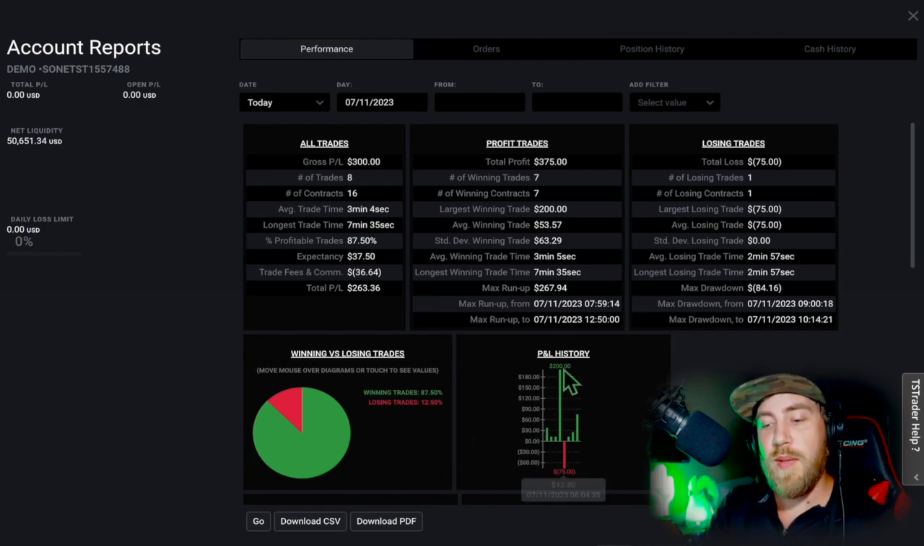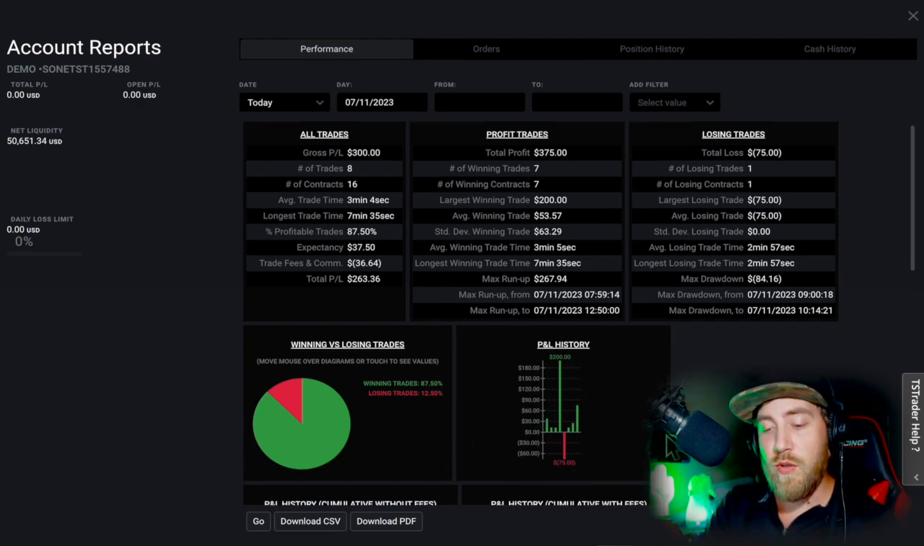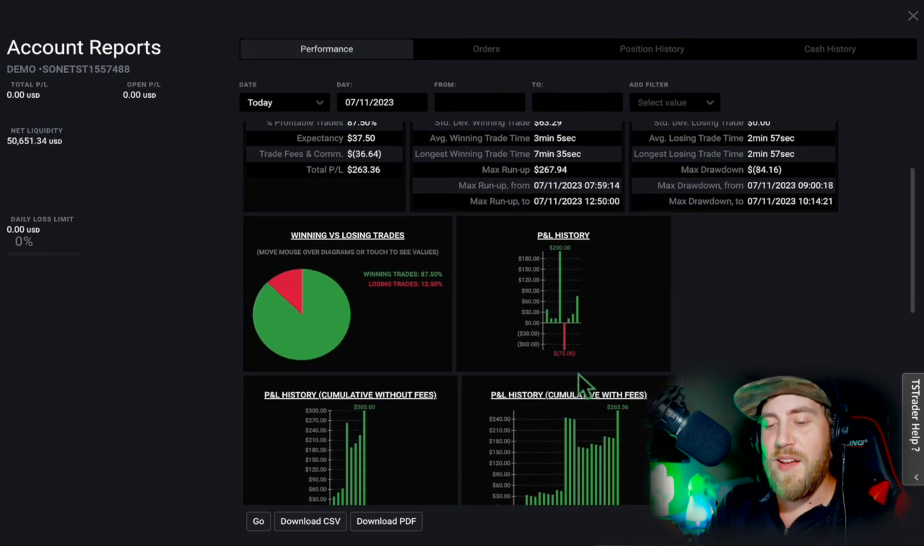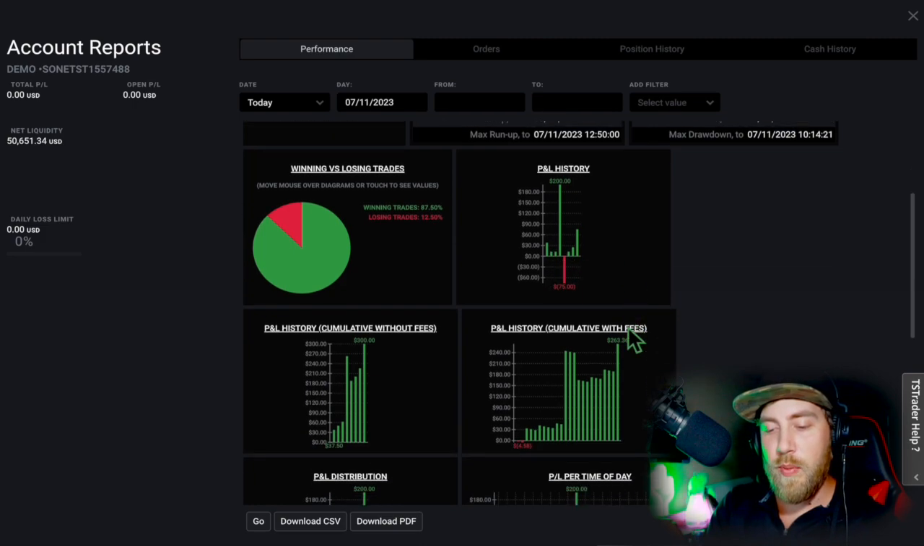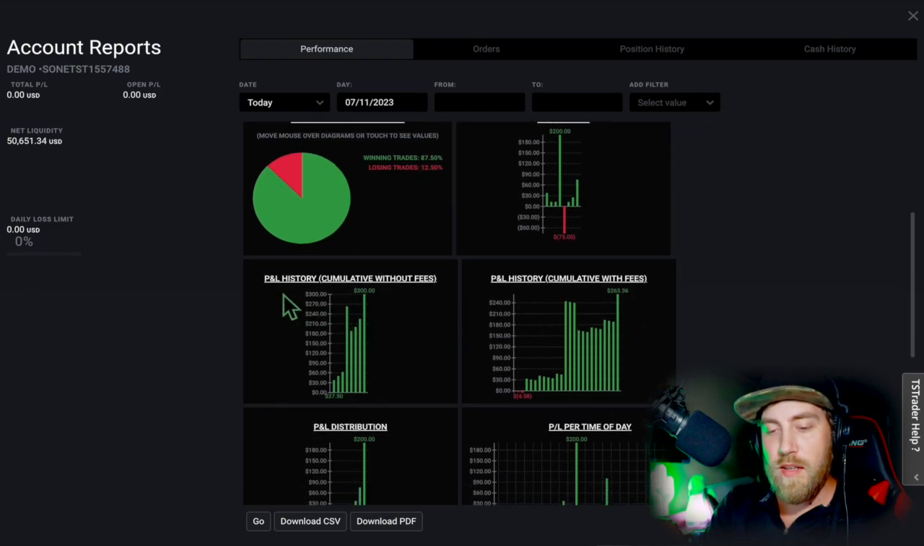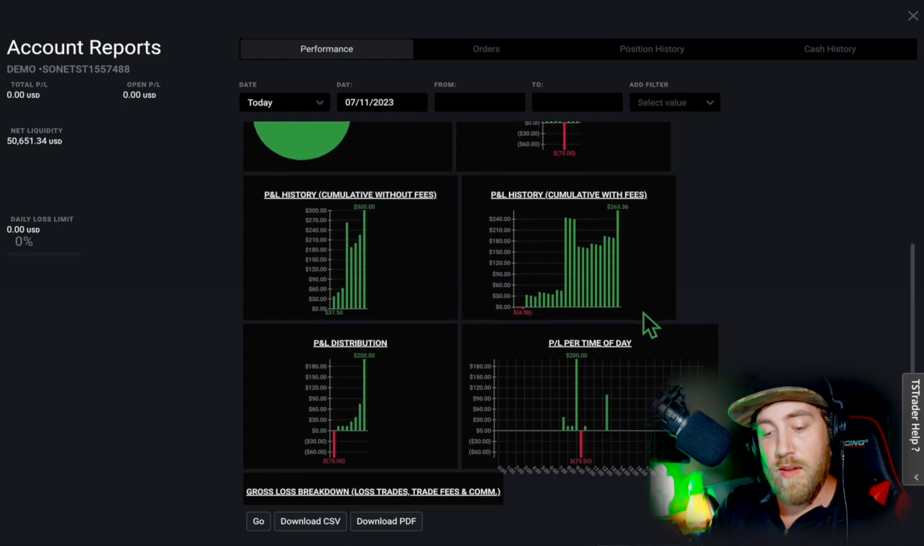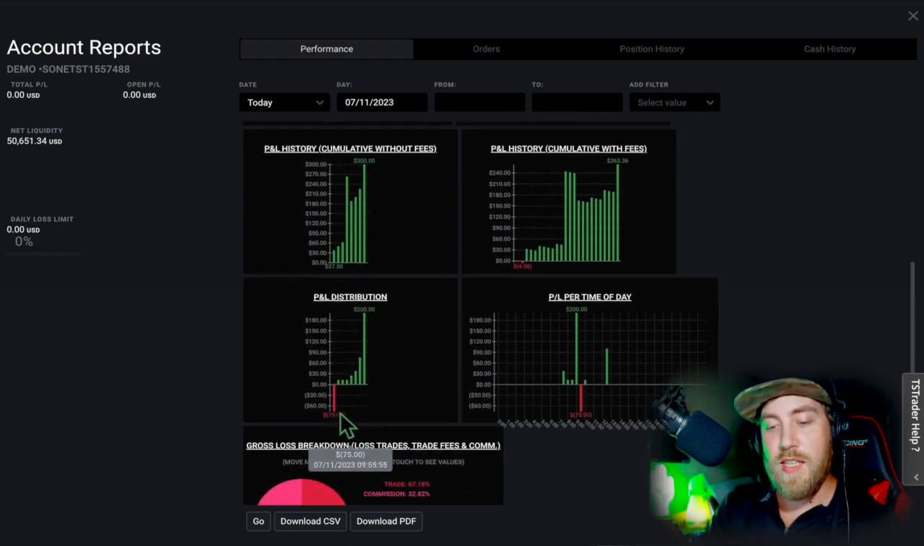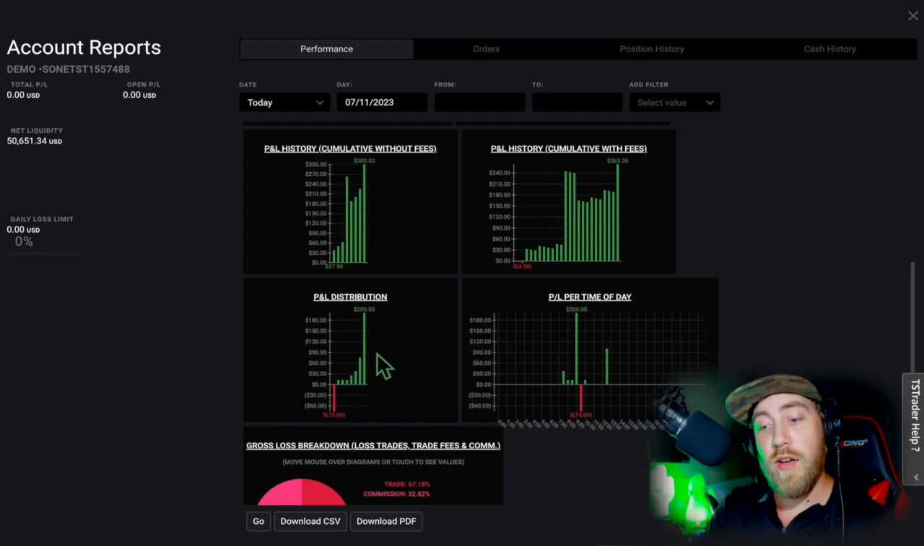And you can also see the P&L history for the day, which is cool. If you've never seen that before, hey, this kind of looks like a cactus. It tracks the exact time of day and when the losses were. And then below it breaks it down kind of differently, cumulative without fees, with fees. So I made $300 without fees, $263 with the fees taken out. And you can see the distribution, which is kind of cool. The biggest loss 75, biggest win 200.